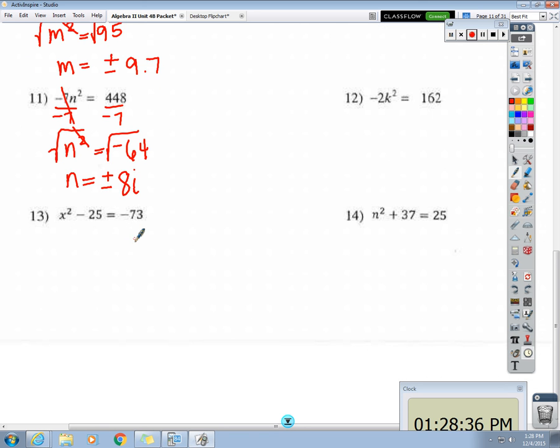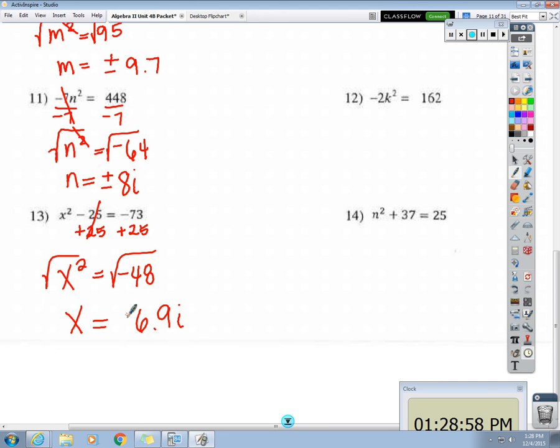Number 13, what do we do? Add the 25 to the other side. And then x squared now equals negative 48. And now what do I do to both sides? Square root it. And so the square root of 48 is 6.9i, because it's negative, and then plus or minus. Anytime you're solving for a variable and you have the square root, you put a plus or minus, because either would work. Because when you square them, they become the same thing, because the two negatives go to positive.